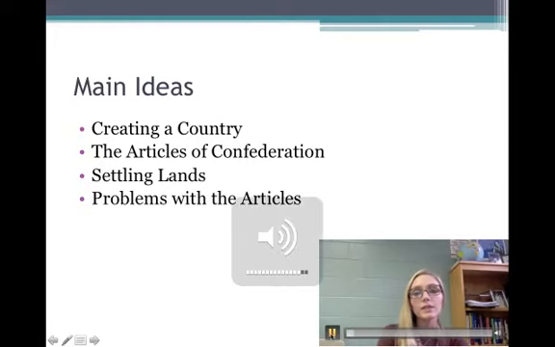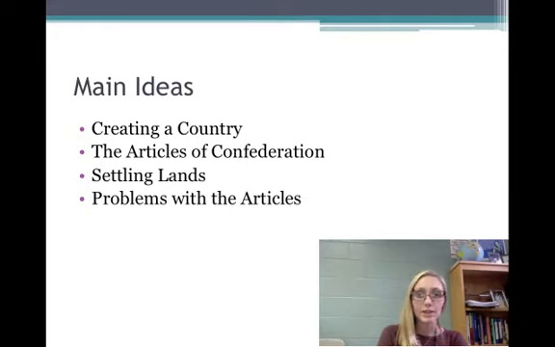Today we will be discussing how the colonists came together to create the country of the United States. In order to do that, they needed to create a document that drafted out how their government would be run and how certain laws would be determined. And also, who had the most rights, the states or the federal government, meaning the national government.